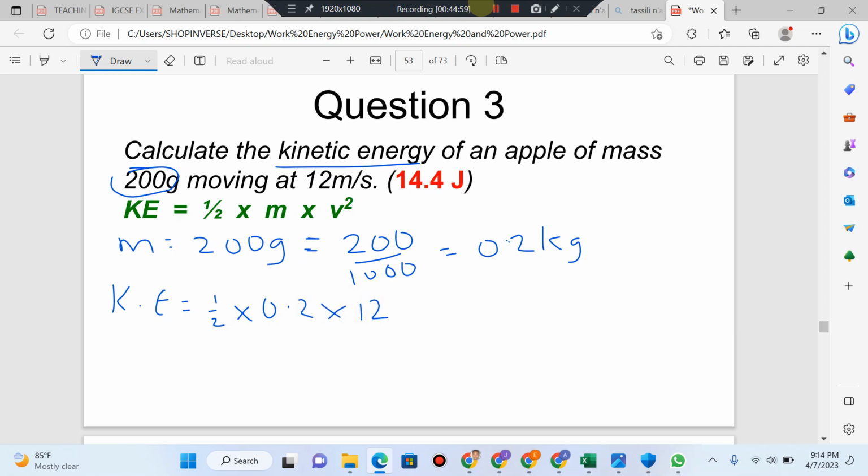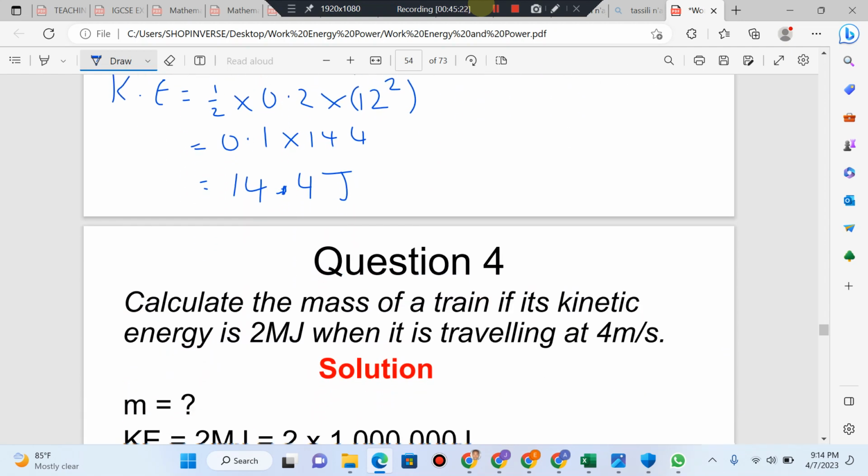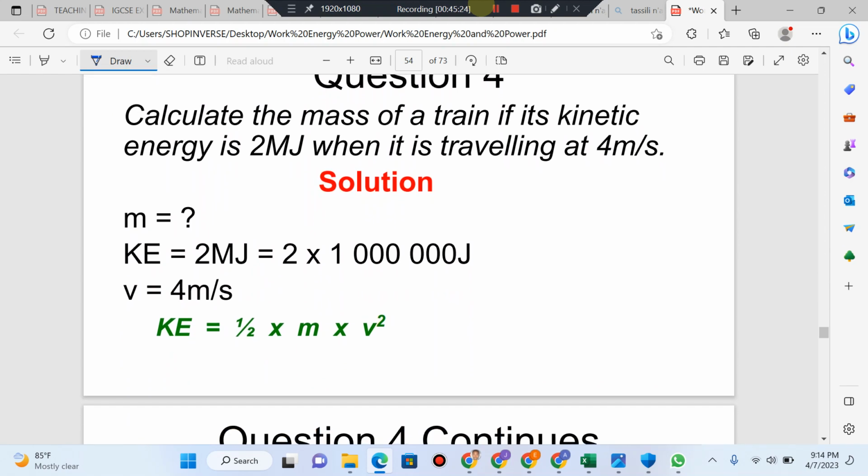Now you can solve the kinetic energy by saying kinetic energy is half times 0.2 times your speed, which is 12, squared. Half times 0.2 gives you 0.1. So it will be 0.1 times 12 squared. What is 12 squared? 12 squared is 144. So 0.1 times 144 will give us 14.4. And then you put your SI unit in front of it. Joules. That's 14.4 joules.